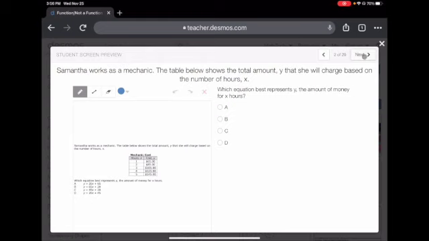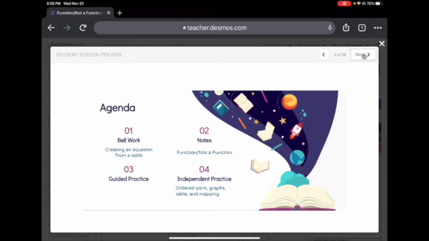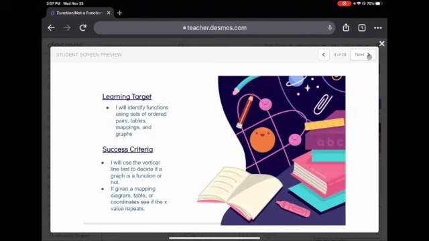And I'm going to move ahead a little bit. So we are going to work on doing some notes, although the notes are really right in this Desmos, so you can come back to this Desmos as you are doing other practice problems, either in another Desmos or on Khan Academy. And then we're going to have a little bit of guided practice after each set of notes, and then some independent practice. So the first thing we're going to learn is to identify functions using sets of ordered pairs, tables, mappings, and graphs.